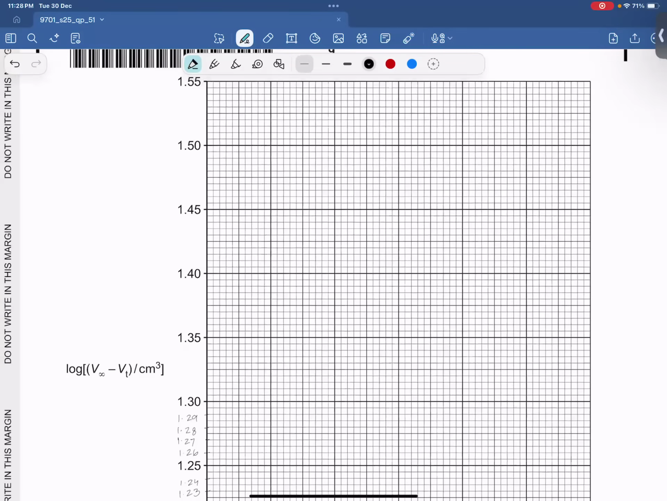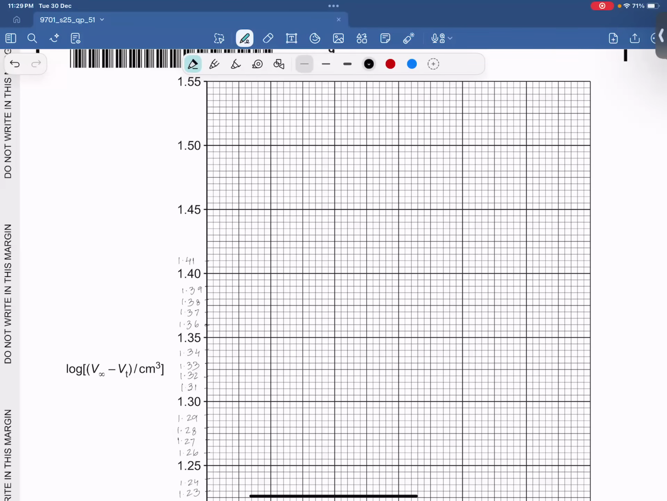1.31. Okay. 1.31. 1.32. 1.33. 1.34. 1.35. 1.36. 1.37. My goodness. And then 1.38, and then 1.39, and then 1.40.